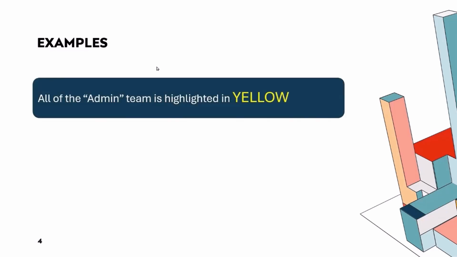So one example is, let's say you're looking at words. You might want to have all of the admin team, right? So the word admin is inside the cell and you want to highlight it in yellow. You really want it to stand out, right? Or maybe you want to filter it by the admin team, something like that, right? So you might want to put a border around it, something like that.